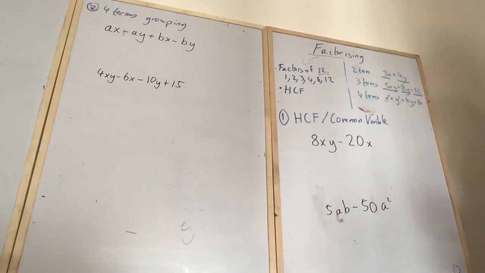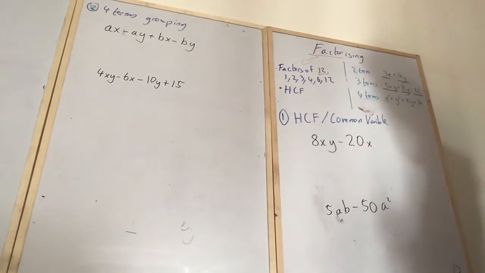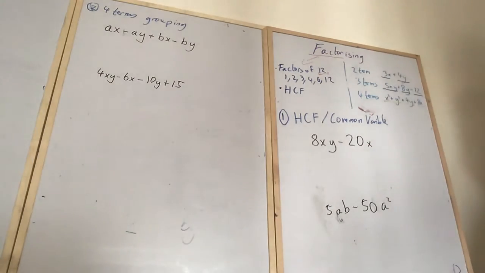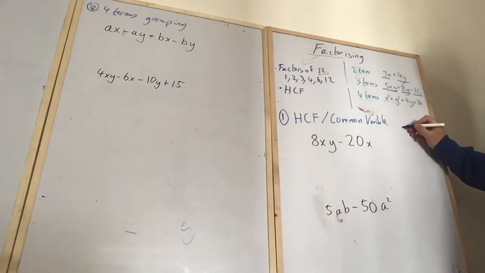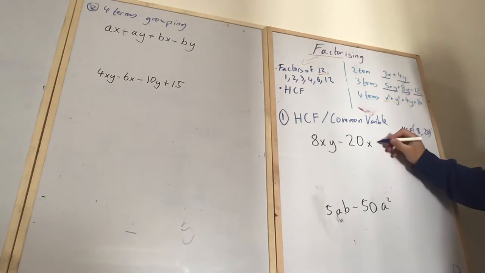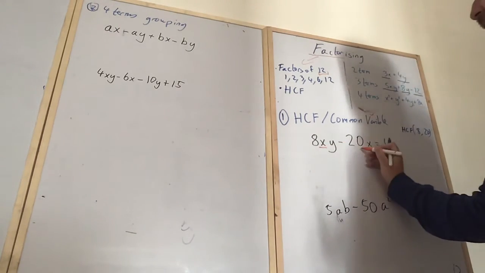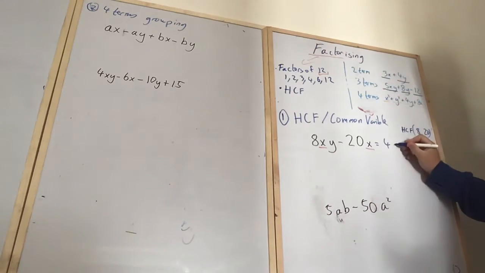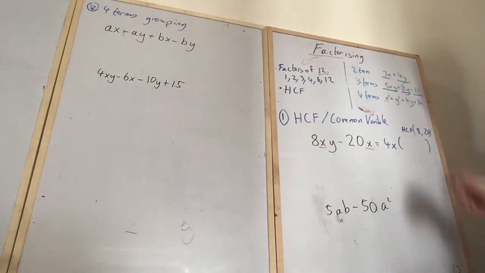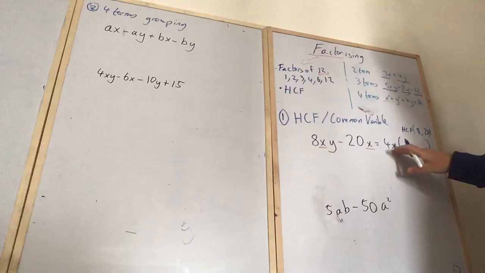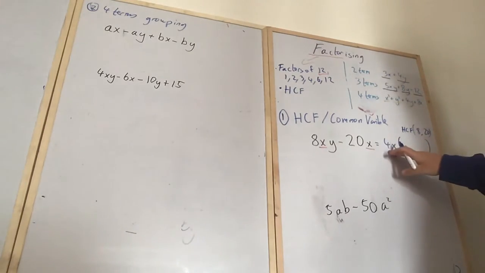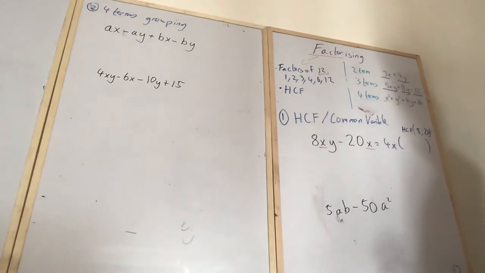So looking at the first question, 8xy minus 20x, the question is, what's the highest common factor? HCF of 8 and 20, which will be 4. Do we have a common variable? We do, x. So we'll have 4x outside the brackets, and whatever divides evenly in.